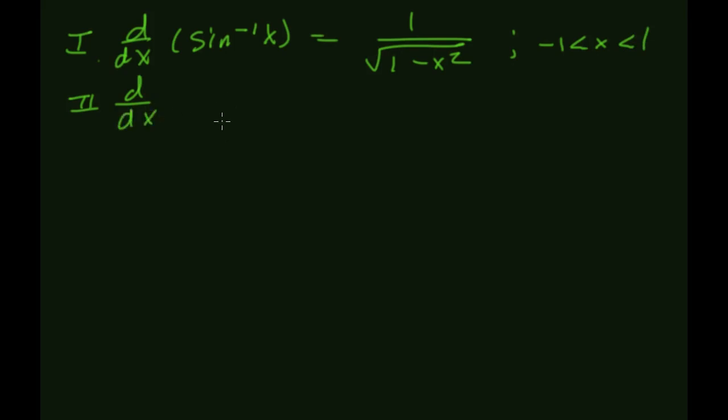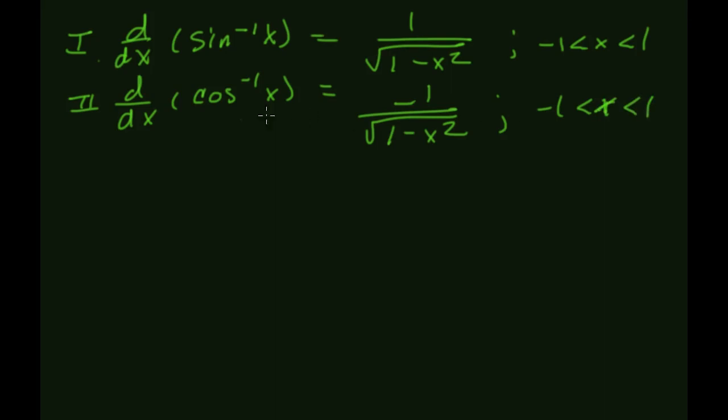Number 2, if I take the derivative of the inverse cosine of x, it's just that with a negative sign. Boom. -1 over the square root of 1 minus x squared, and that's also on -1 to 1. So literally, if you have the inverse sine memorized, just remember that the cosine is the opposite of that.